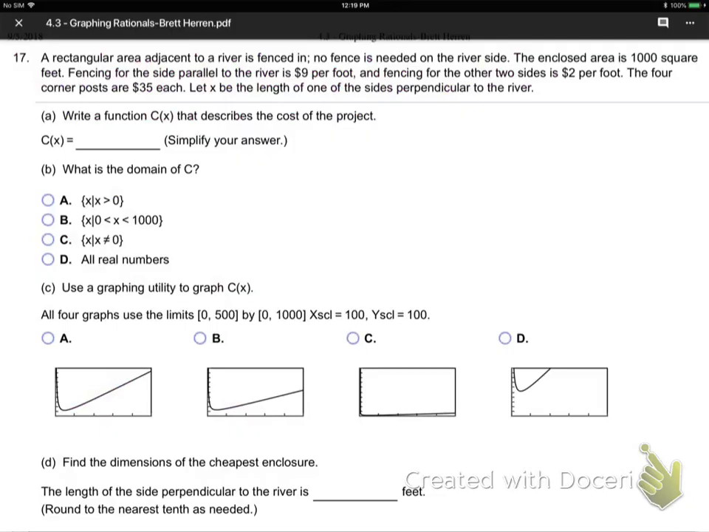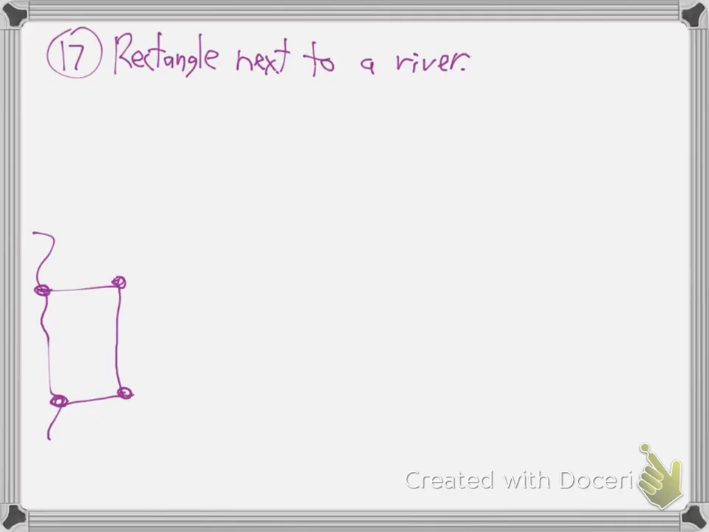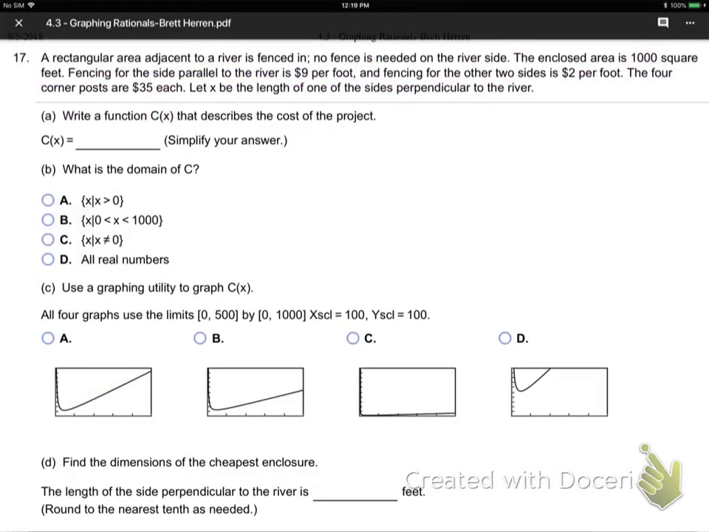Let me give you some more details here. The enclosed area equals 1,000 square feet. So we need the space inside the rectangle to be 1,000 square feet, to give enough space for the critters. So area equals rectangle. And then we'll go on. The fencing for the side parallel to the river is $9 per foot.